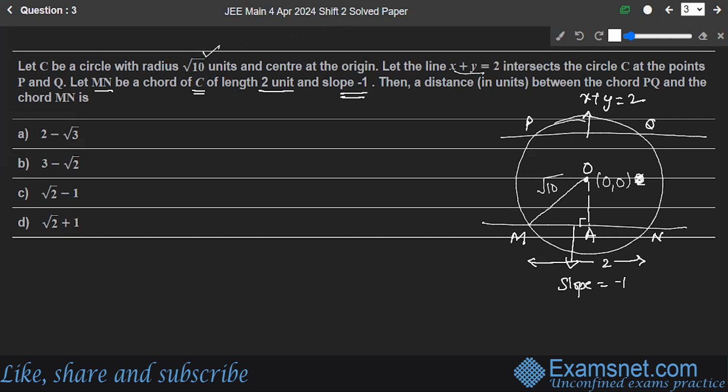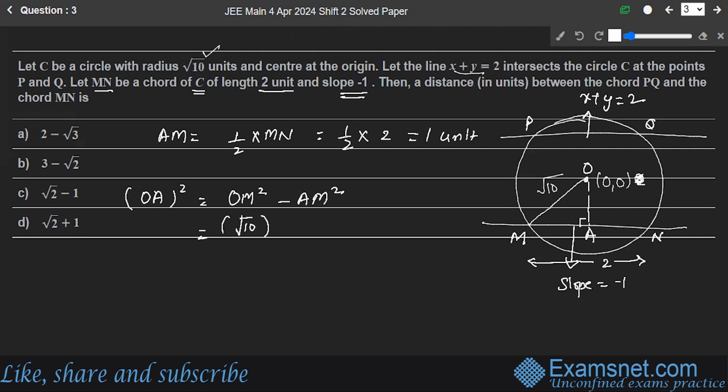So what will be the first thing? AM will be half of MN, that is equal to 1 unit, right? So what will be the length of OA? OA square is equal to, applying the Pythagoras theorem, OM square minus AM square, and this is root 10 square minus 1 square, which is equal to 9. So OA will be equal to 3. This is the value for OA.